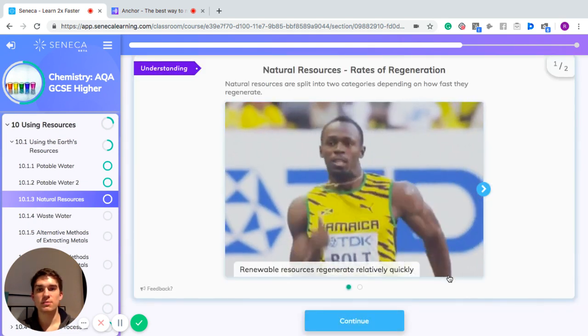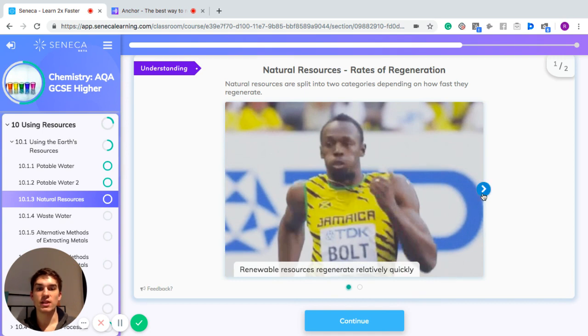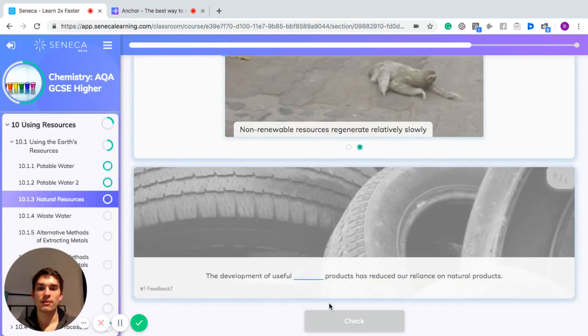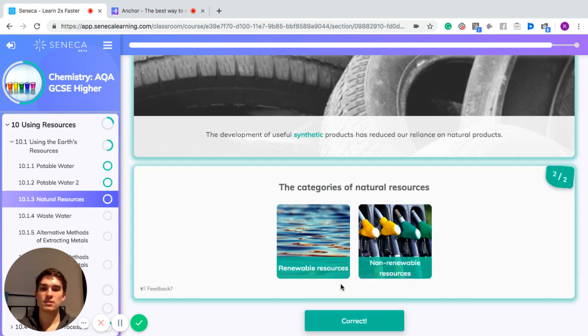Now, natural resources are split into two categories, depending on how fast they regenerate. Renewable resources regenerate relatively quickly, and non-renewable resources regenerate relatively slowly. Now, the production or development of useful synthetic products has reduced our reliance on natural products. And the two categories of those natural resources are renewable resources and non-renewable resources.